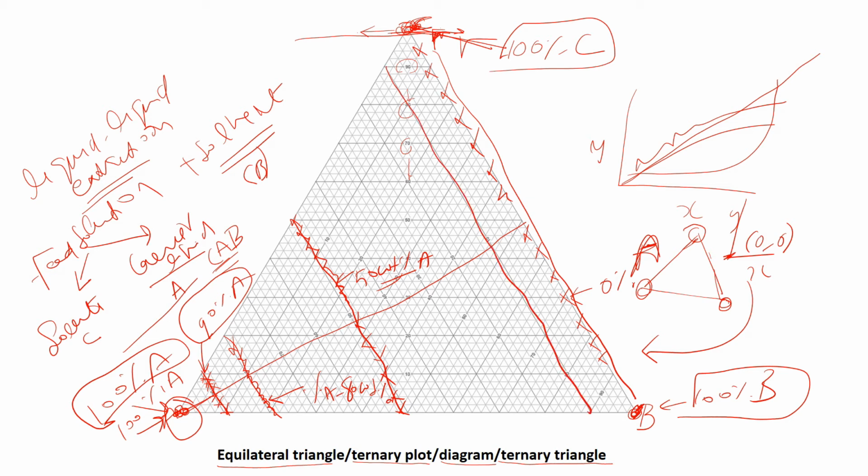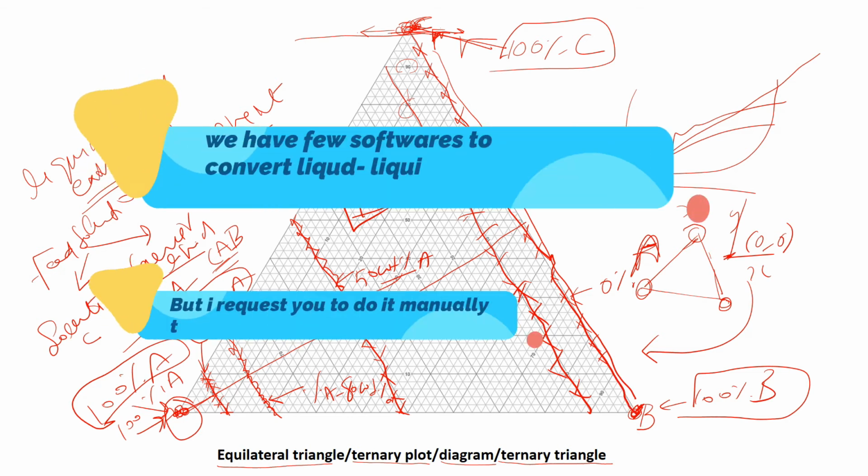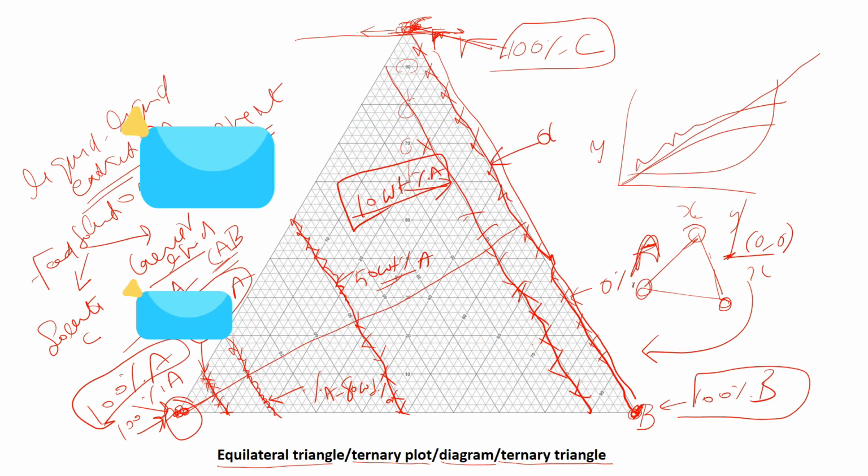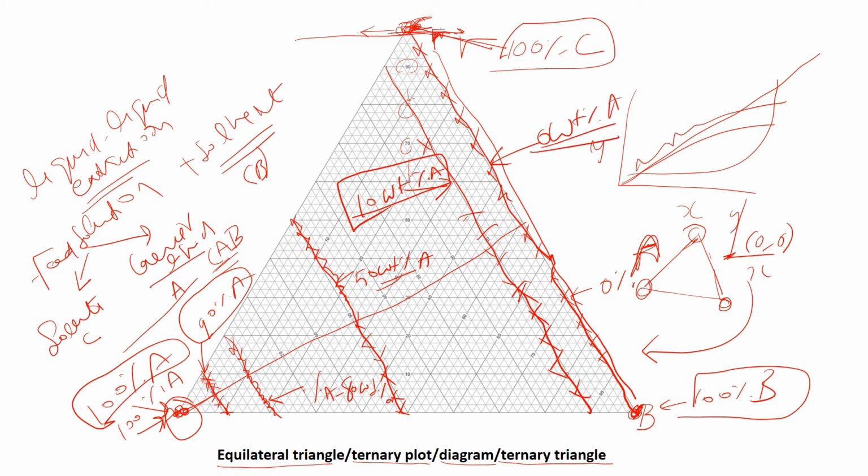And if you come to this line, so any point on this line, just follow the pen, that will be equal to 10 weight percentage of A. So I hope you all can follow this. And finally, the last line, which is the base of the triangle, which is exactly opposite to where you have your 100% A. So any point on this line is 0 weight percentage A. Which means the weight percentage of your carrier liquid will be equal to 0. Yeah, I hope you all can get this one.